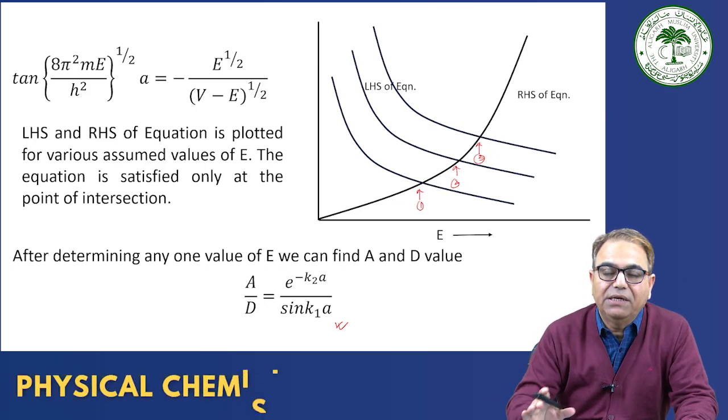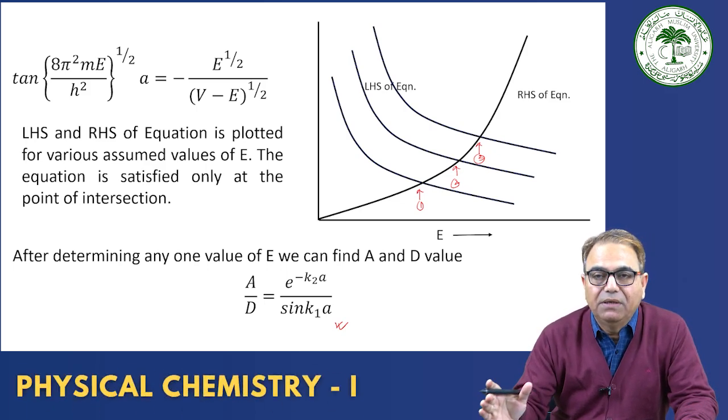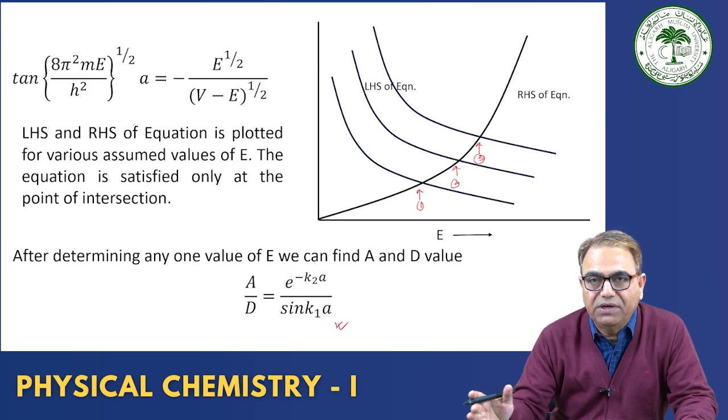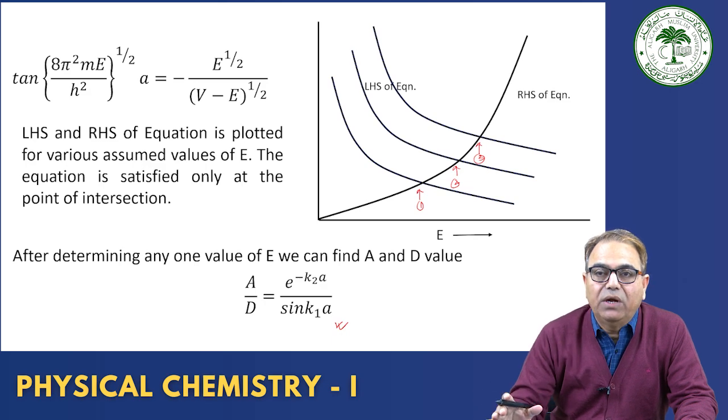In contrast to that, if you have one of the boundaries as a finite potential, across one of the boundaries, then you don't have a quantum number, but the quantization is there.